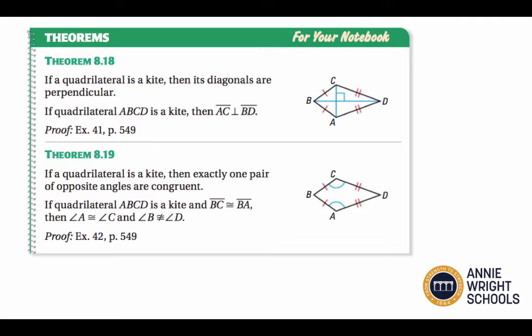So lots of properties to prove there: that the diagonals of a kite are perpendicular, and that exactly one pair of opposite angles are congruent. And they're the angles between the non-congruent sides. So I know that's a ton of information. Hopefully you pause the video a lot to write down those theorems. I'm not asking you to prove any of them directly for homework.